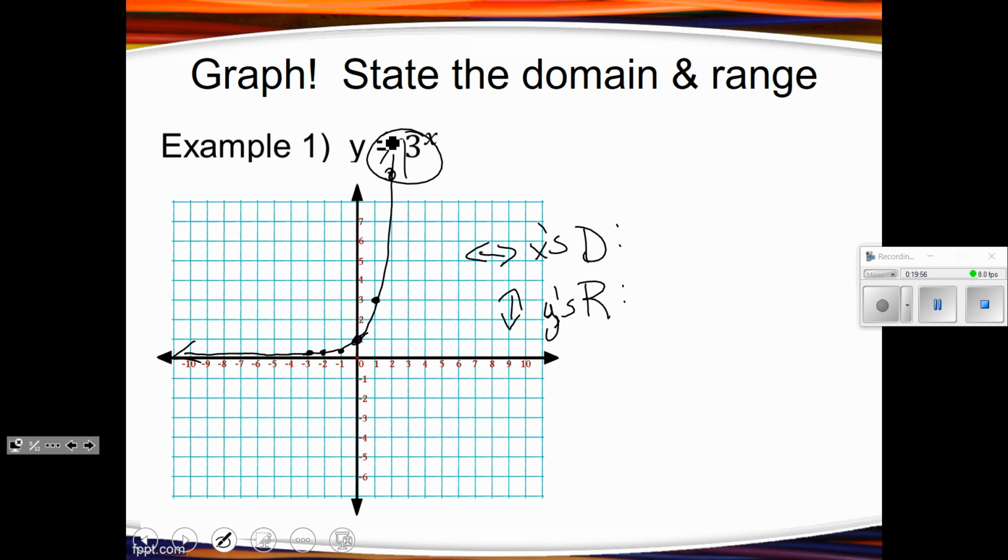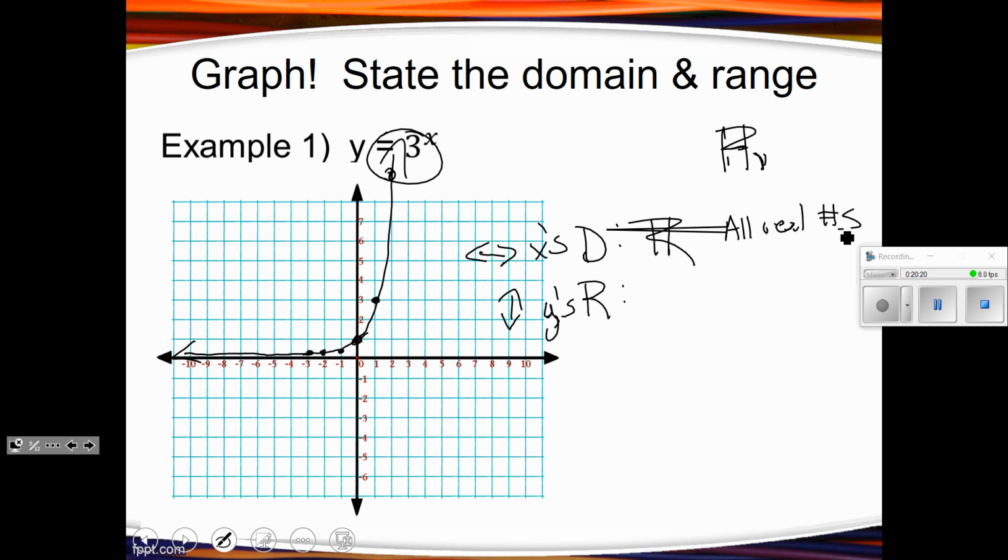What would the domain be? All real numbers. Very good. Okay, and that is the symbol for all real numbers. It looks like two lines and then a capital R. Okay. Or you can just write all real numbers. Okay. All right. Let's talk about range.